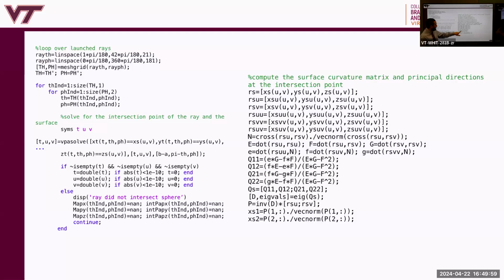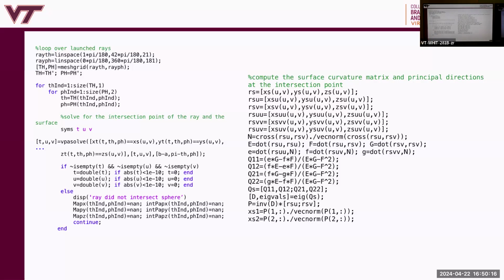First off, what do we expect the eigenvalues to be? What are the eigenvalues of the Q matrix? Very nice. 1 over A, right? And it's a diagonal matrix. So XS1 and XS2, they're any direction, right? The sphere is umbilic at every point.